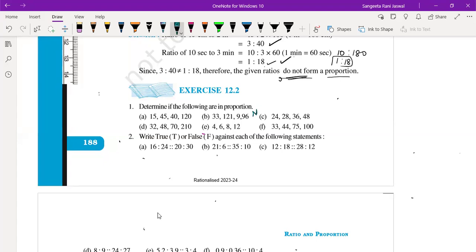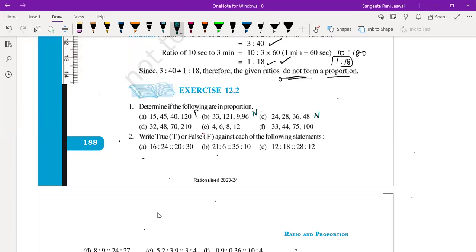Okay, just do till here. Do the C bit, okay? Then the remaining we'll do tomorrow. They are not in proportion. 26 to 28, that's 6 is to 7, and this one is 3 is to 4. Okay, they are not in proportion.